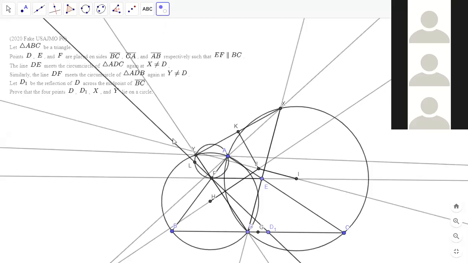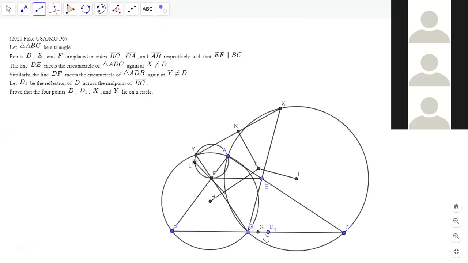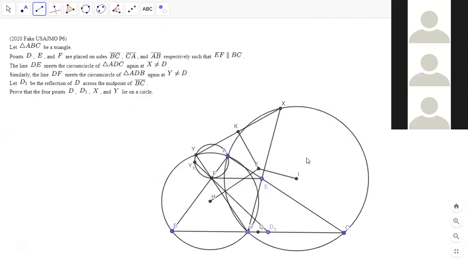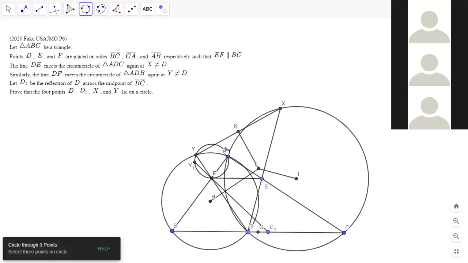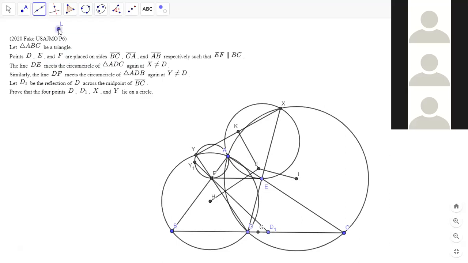Name it Y1. All right. Similar for X1. All right. Sorry.